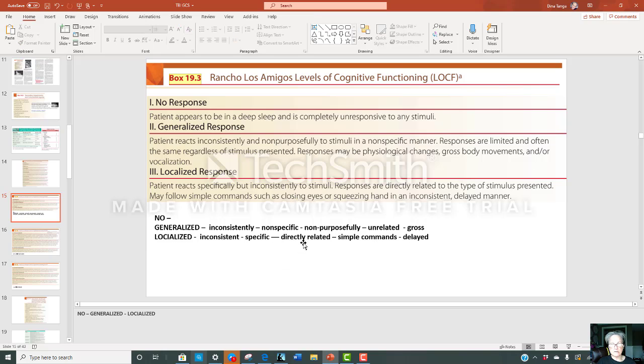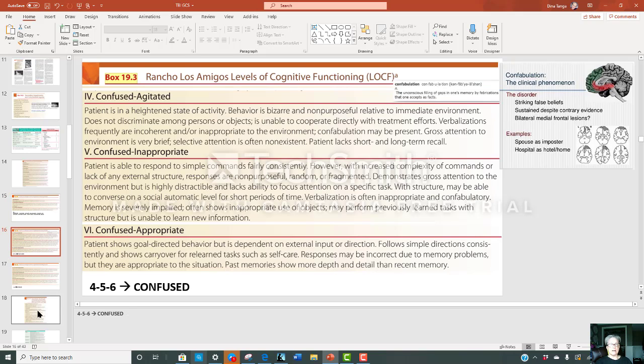So unrelated, directly related. Gross. Simple commands but are delayed. Okay. Responses are gross. Okay. And then we already went through confused, confused, confused, agitated, inappropriate, appropriate.